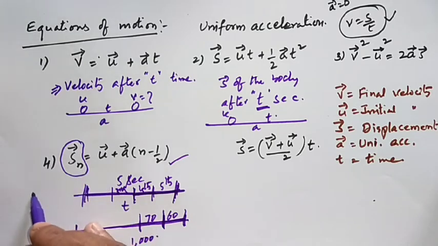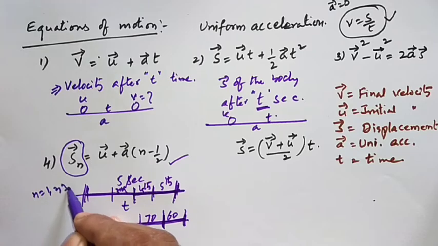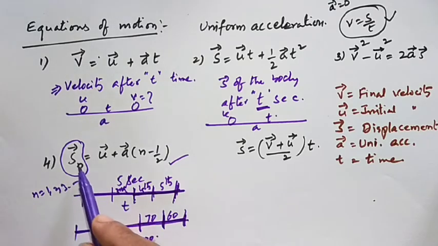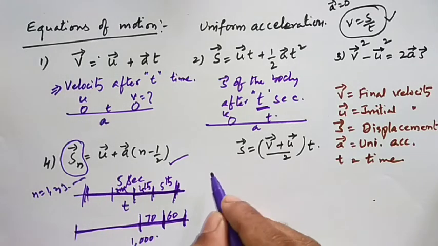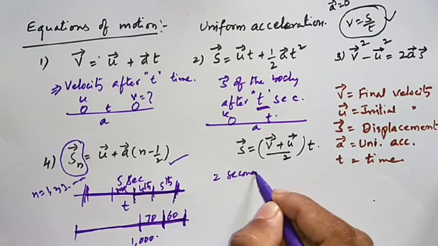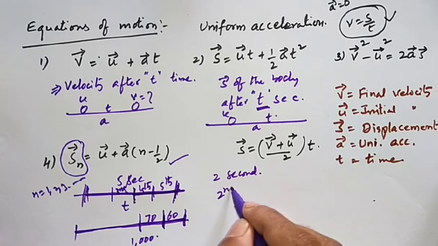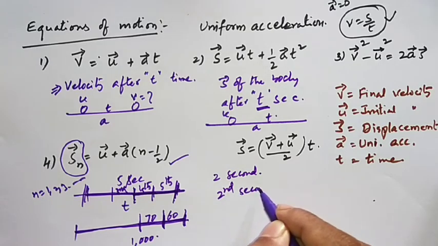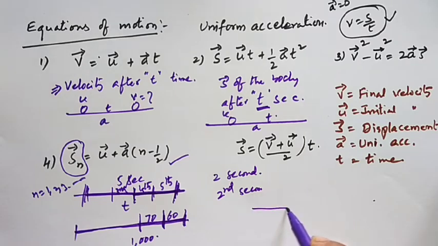n may be 1, 2, 3, and so on. First second, second second, third second. Okay, 2 seconds is different from the second. What is the difference? In 2 seconds the body has traveled this much distance. In the second means this is the distance traveled by the body in a particular second.